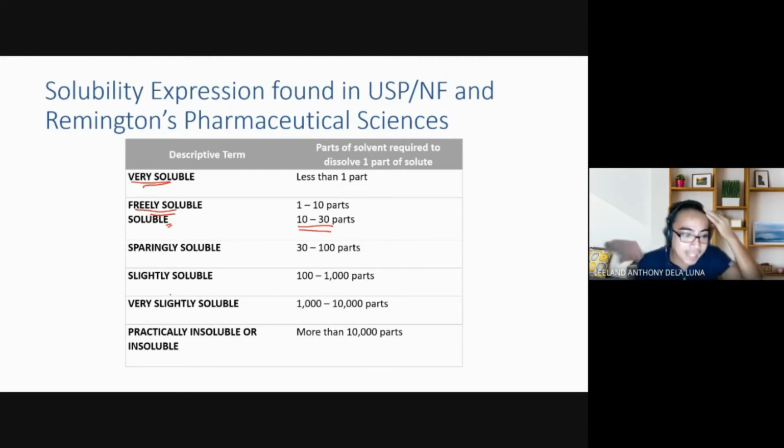Okay? So, if you're planning, class, to say, for example, create a medication, okay, obviously, class, you have to determine ano yung solubility niya in certain solvents. So, of course, class, ang standard solvent na ginagamit natin would still be water. Right? In 1 part of the solute. So, parts of solvent required to dissolve 1 part of the solute.